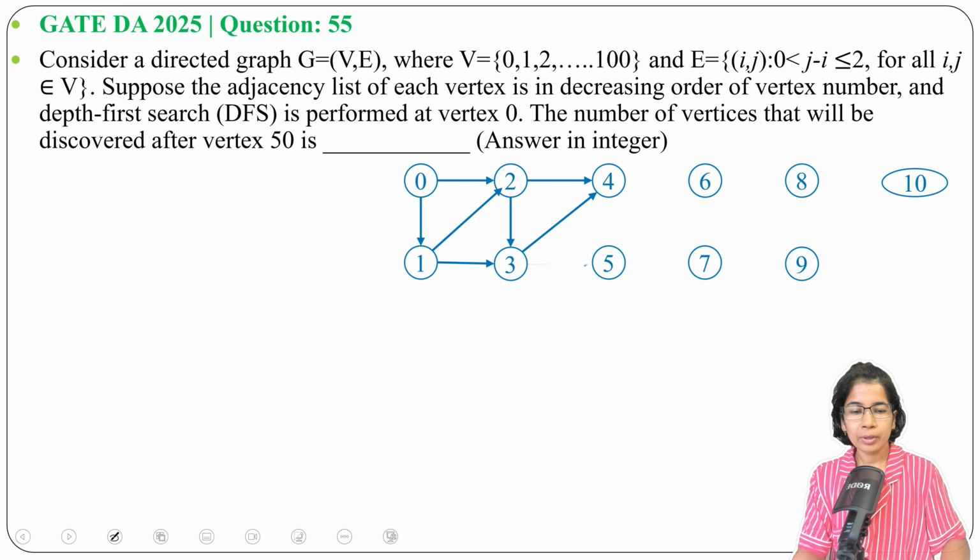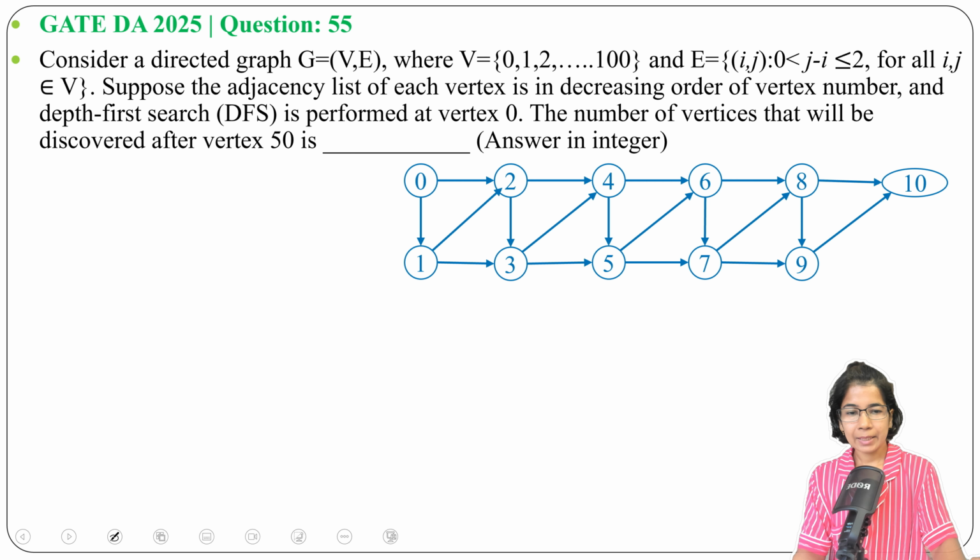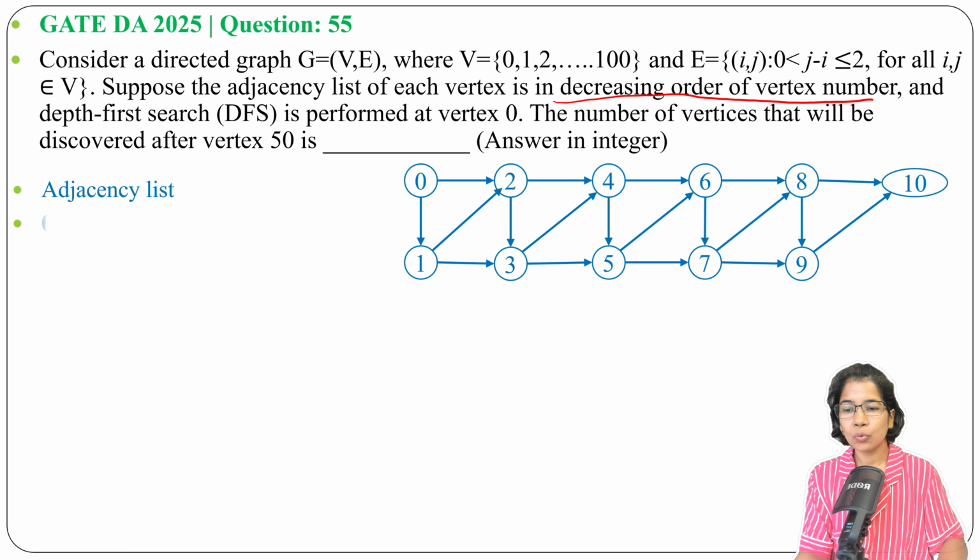Now 3 to 4, 3 to 5, 4 to 5, 4 to 6, 5 to 6, 5 to 7, 6 to 7, 6 to 8, 7 to 8, 7 to 9, 8 to 9, 8 to 10, 9 to 10. So in these 10 vertices, the edges will be like this. Now the adjacency list will be in decreasing order of vertex number. So for 0, it will be 0, 2, 1. First 2, then 1. For 1, it will be 1, 3, 2.